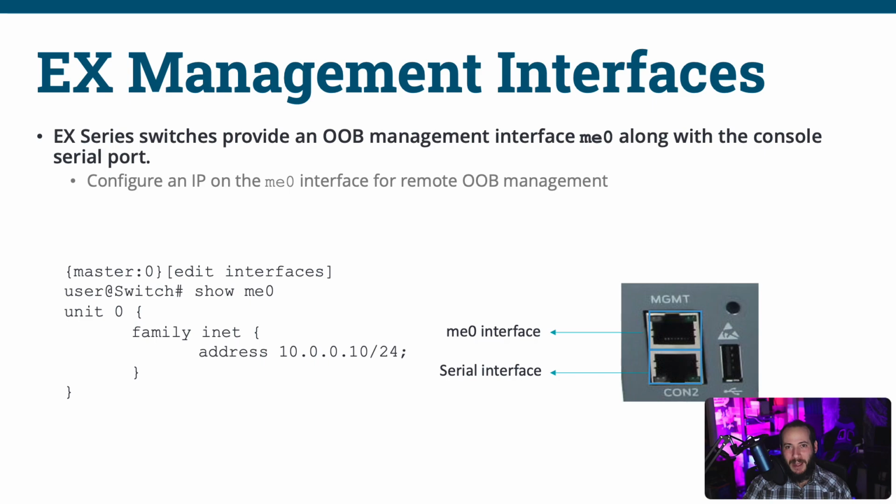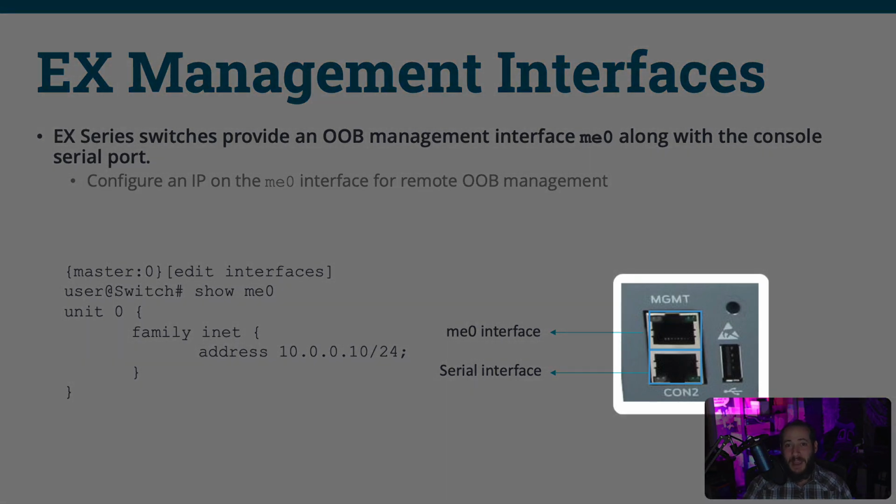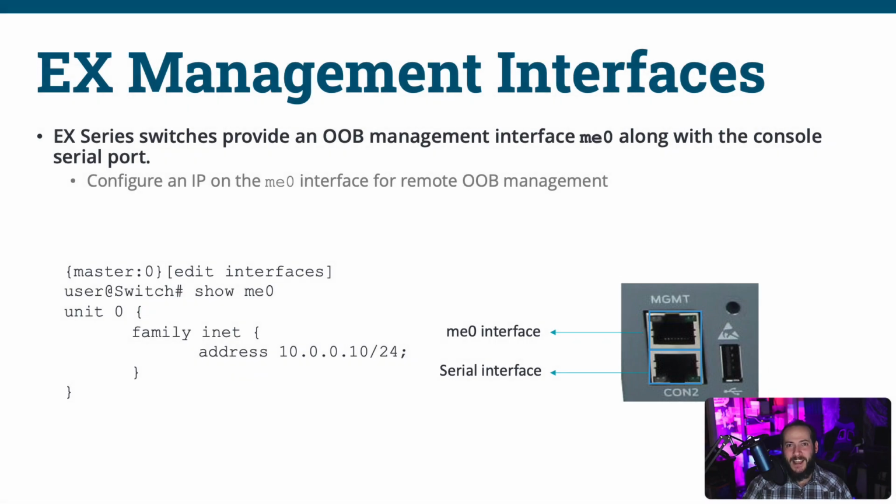The EX switching platform contains an out-of-band management interface, typically very close to the serial console management interface, physically. As we can see here, the out-of-band management interface is labeled on the chassis as the MGMT interface, and is physically located directly above the serial console interface. The out-of-band management interface can be very useful in environments where you truly have an out-of-band management network that is physically separate from the production environment.